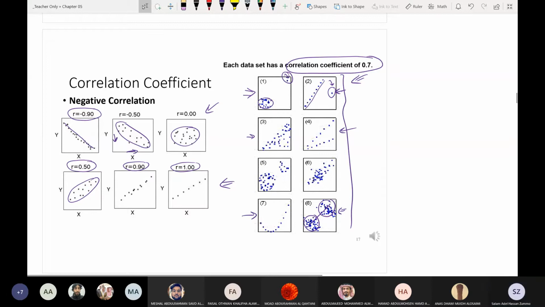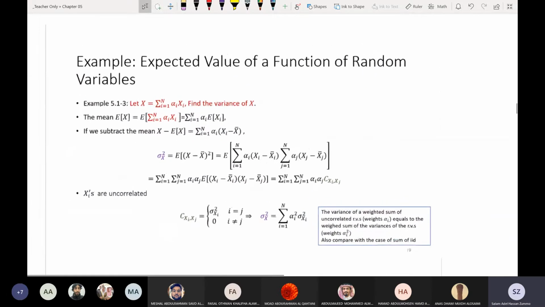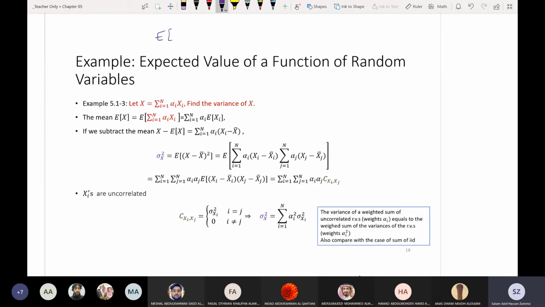طيب الآن let's look at the expected value of a function of random values. لو تتذكروا تكلمنا عنها قبل كذا، when we talked about expected value of summation of alpha i xi, and we said that this is equal to summation of alpha i expected value of xi, right? So the expected value of a weighted sum of random values is the same as the weighted sum of the expected values of every random value.